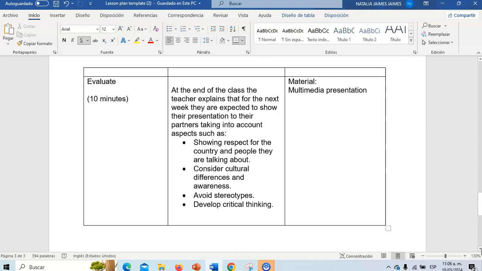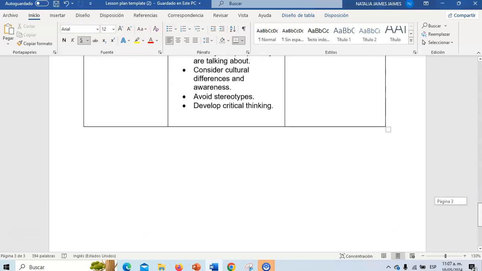As I said before, this is the last part, the evaluation part. I hope my students do a really good presentation where they show respect for others and avoid stereotypes and recognize that others are different, but they are not out of this world. They are people like us, and we have to respect their differences. So this is the last part of my lesson plan.